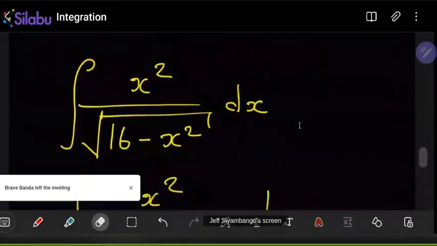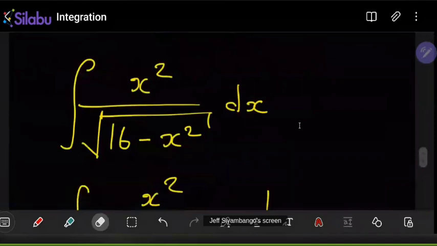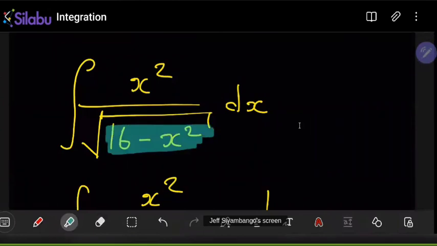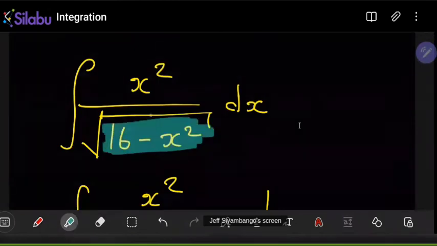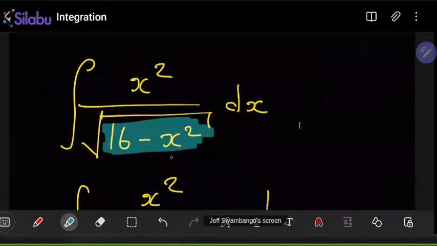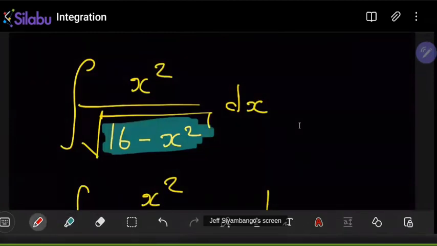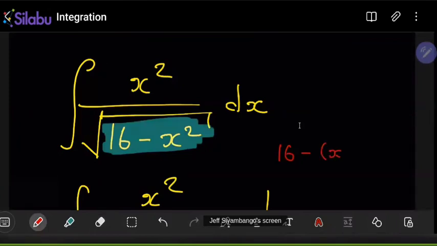It's possible that when they give it to you, it's not really 16 here and the x squared. It's possible that it's a whole quadratic expression, such that to work it out, you first complete the square, and in the end, maybe you end up with 16 minus, maybe it's x plus 3, and then this is squared here.